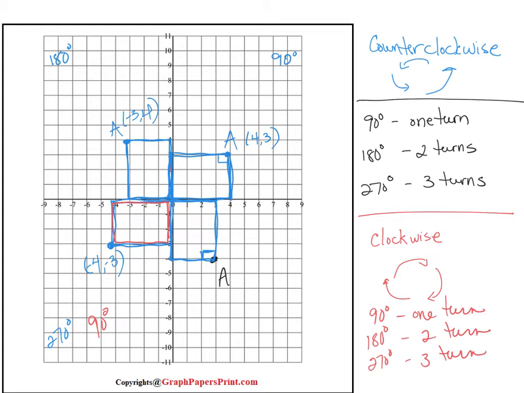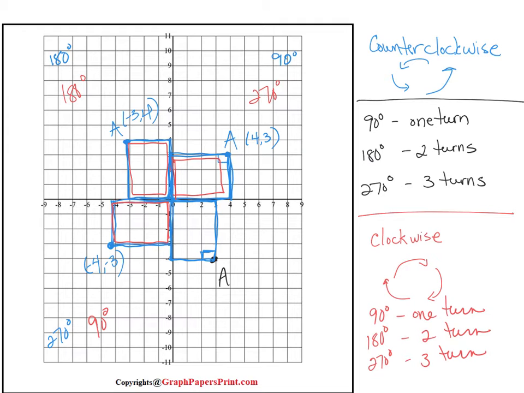So this is 90 degrees. A second turn clockwise is 180. And a third turn clockwise is 270. Now take a moment to look at those. The rotation about the origin, the rectangle doesn't change size or shape. It doesn't change position. Point A is still point A, whether I turn it clockwise or counterclockwise. So the only thing that has changed is the direction I'm going in.